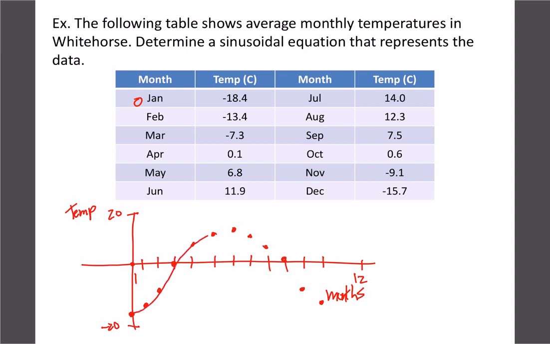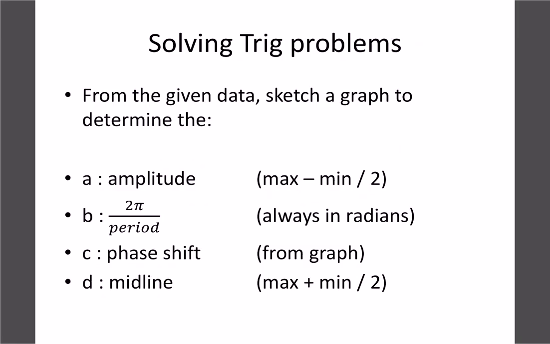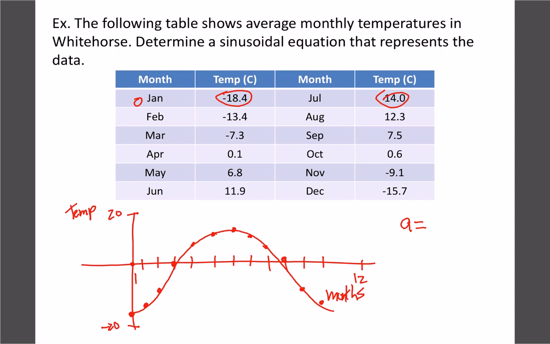If we actually were to draw this graph, you could see we end up getting a pretty good sine or cosine type graph. So the question is, how do we actually figure out our equation? Let's go through our A, B, C, D. First off, let's do our amplitude. We can see that our maximum temperature is 14 and our minimum is negative 18.4. So our amplitude is max minus min divided by 2. Actually, let's just go back to the formula for a sec. Yeah, amplitude is max minus min, midline is max plus min. Okay, so we want to go negative 18.4, subtract that from 14.